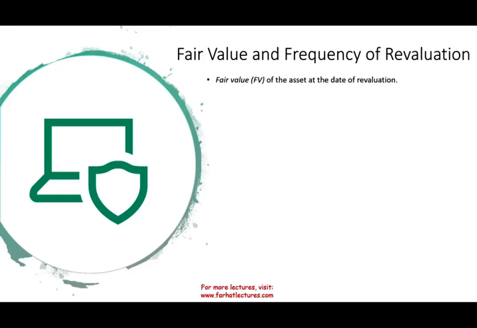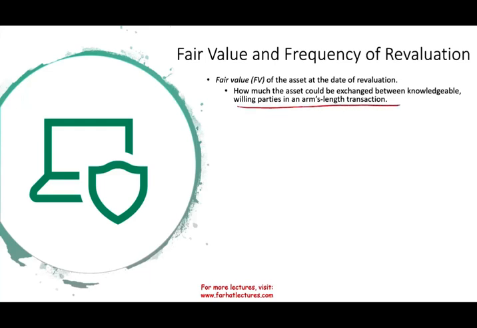Well, what is the fair value of an asset? The fair value is how much you can get for this asset on that date between willing parties in an arm's length transaction. So the fair value is how much you can sell this asset for to an outsider, somebody that you're not related to, who is willing to pay for it. This is what the fair value is. And the fair value of the asset at the date of the revaluation is how much it's worth when you do this revaluation.